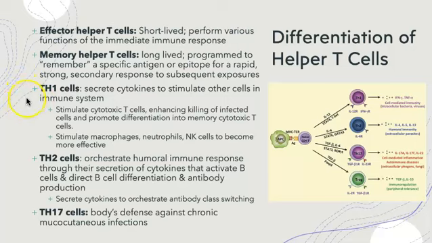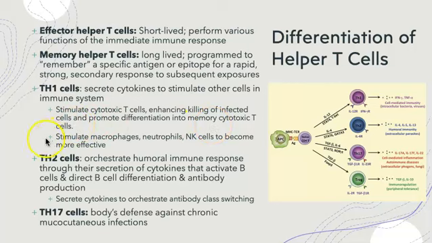Then we have our Th1 cells. These are going to secrete cytokines to stimulate other cells in our immune system. So what we mean by that is stimulating those killer T cells, enhancing the killing of infected cells, and promoting differentiation into memory killer T cells for that secondary response.